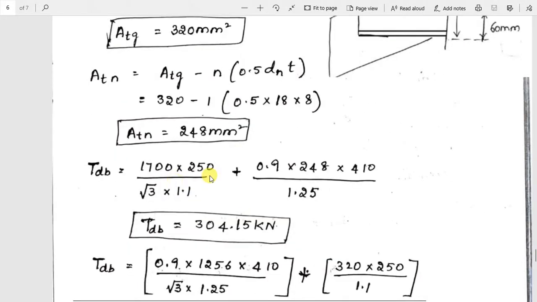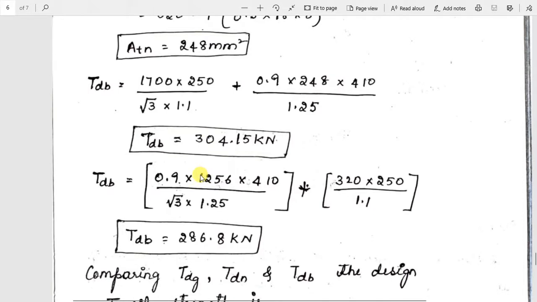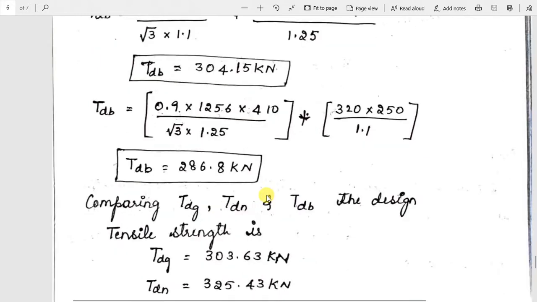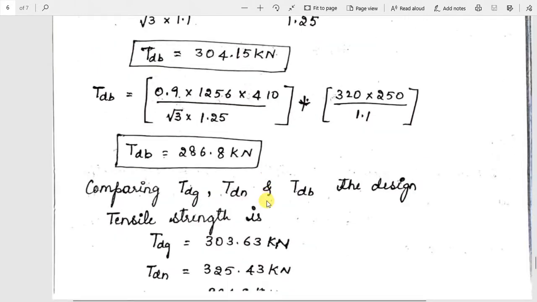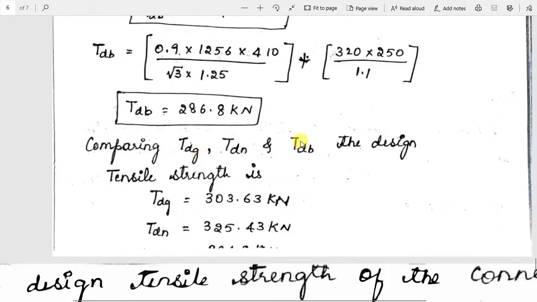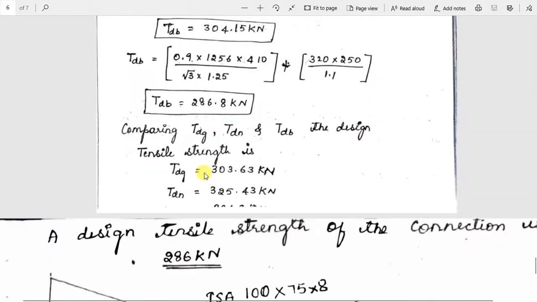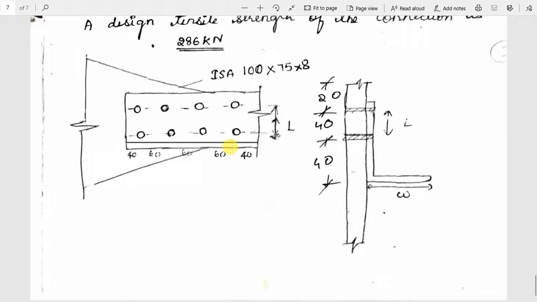So, aware of all these values, substitute in these two. The least is 286.8, so TDB should be 286.8. So we are finding out the strength of this particular angle section, which is used as a tension member. So comparing TDG, TDN and TDB, the least is TDB, that is 286.8. So 286.8 will be the design tensile strength of this particular angle section. So you can take this problem as an assignment and solve.